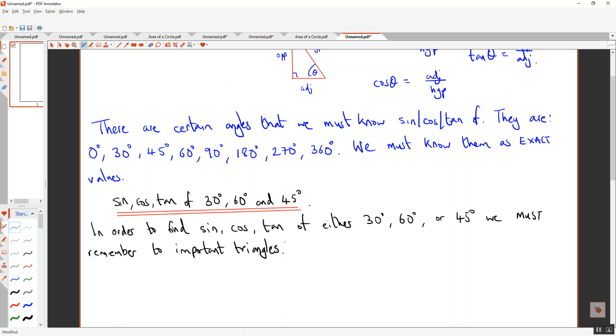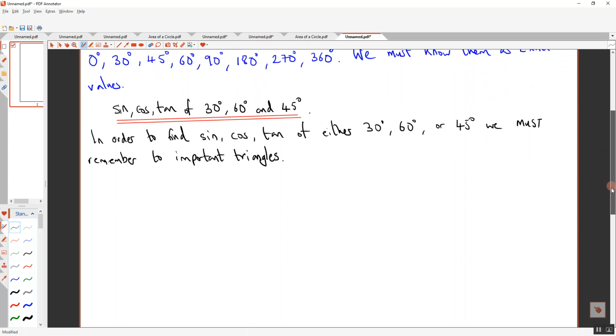Now, you can either remember the triangles, okay, or you can just remember, okay, sine of 30 degrees is such and such, or cos of 30 degrees is such and such, okay? I don't care how you remember it. I just like these triangles because if you just remember those, then they give you all the information you need, okay? All good?